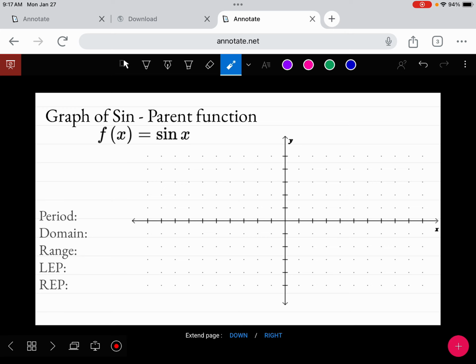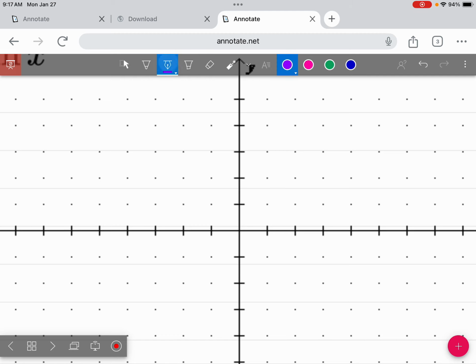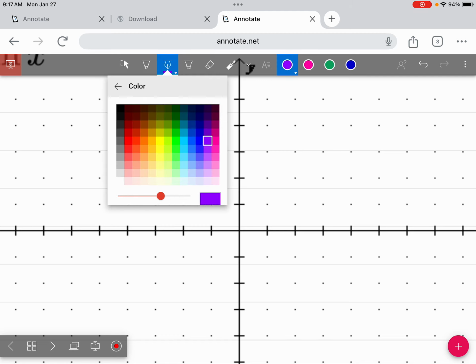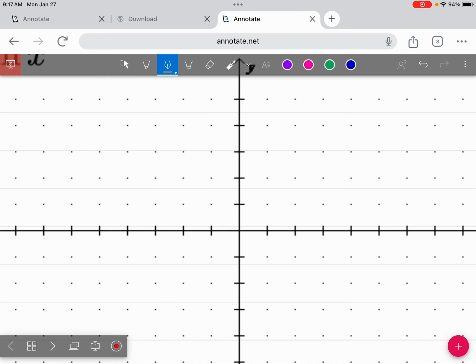We count them usually as 0, pi over 2, pi, 3 pi over 2. But I'd like a little bit more space than that on this graph, especially since it's our first one. So I'm actually going to count this by pi over 4. I'm going to label my x's, and make them kind of small. This one is pi over 4, this one's our pi over 2, this one's 3 pi over 4, and then this one's just going to be pi.